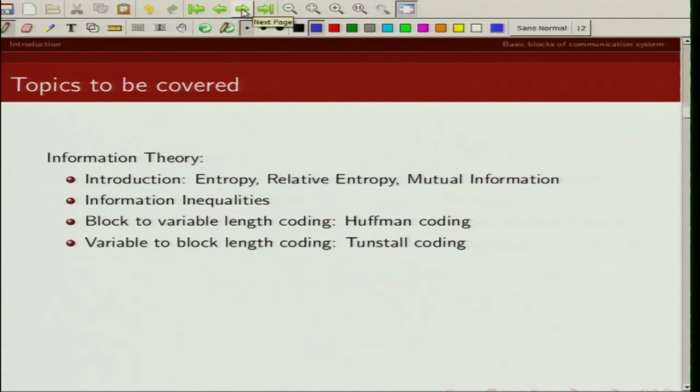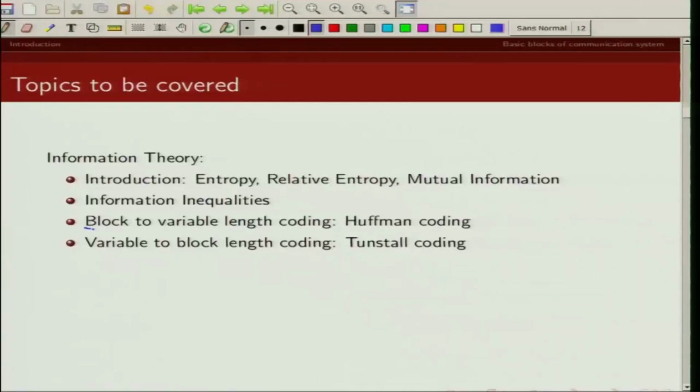Then we will move into the problem of source compression, source coding. So source coding can be block to variable length coding, variable to block length coding, block to block length coding, and variable to variable length coding. That depends on whether the input is a sequence of fixed length, which we are calling a block, or whether the input length is variable, and whether the output is of variable length or fixed length.